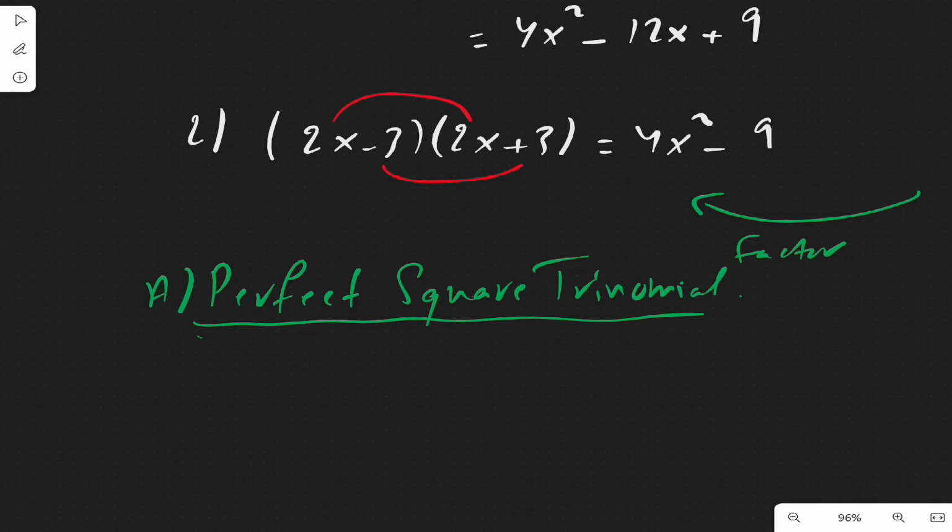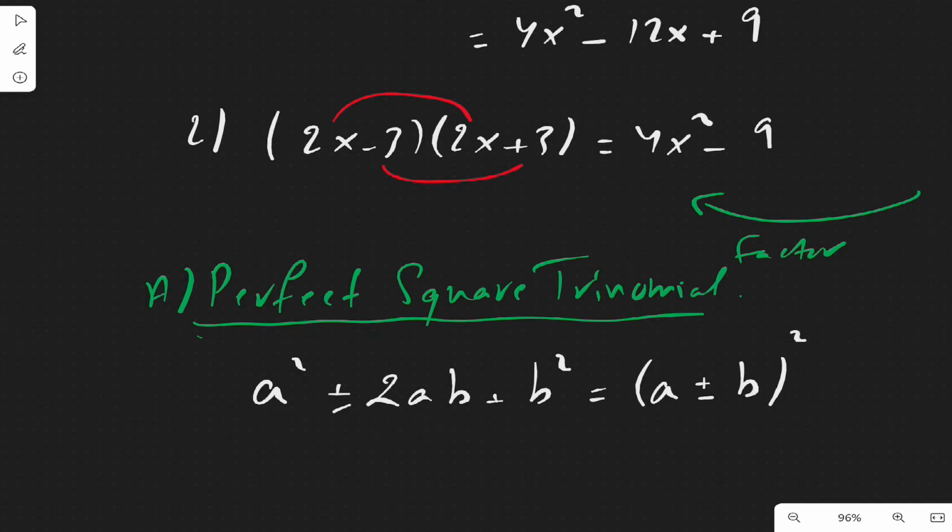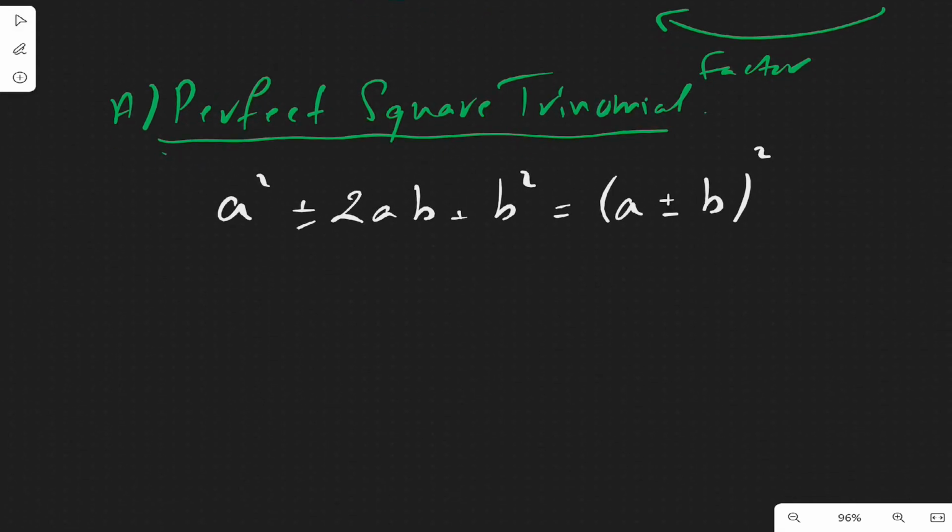It depends on the formula. If you have a2 plus or minus 2ab plus b2, it can be written as a bracket to the power of 2, the first plus or minus, it depends on the sign, and b. Let's have the first example to make it clear.